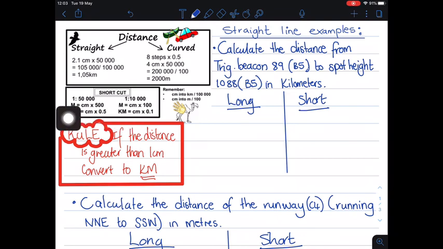Our first example says calculate the distance from trig beacon 89 in B5 to spot height 1088 in B5, and this is in kilometers. Now, if a question doesn't tell you whether it wants kilometers or meters, the rule that you need to apply is that if the distance is greater than 1 centimeter in terms of what you're actually measuring on the map, then convert automatically to kilometers. Anything less than a centimeter, so say your distance was 0.5, then you can just convert it to meters. And that can be a standard rule that you can apply.